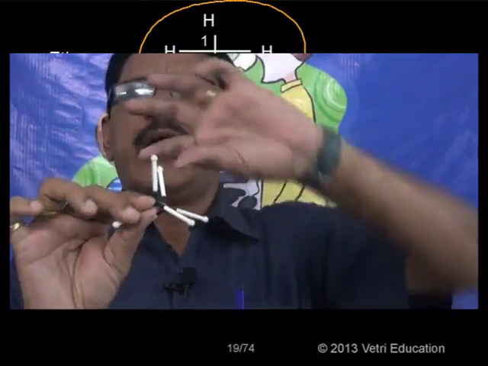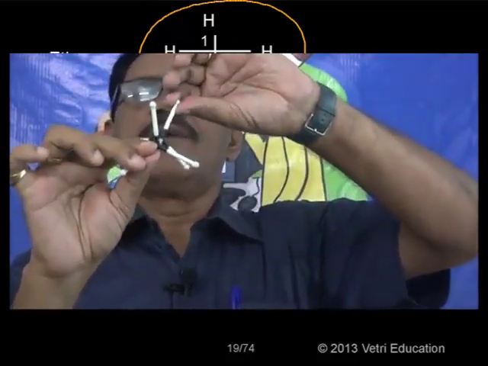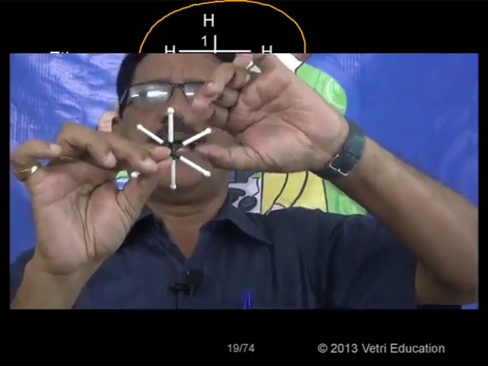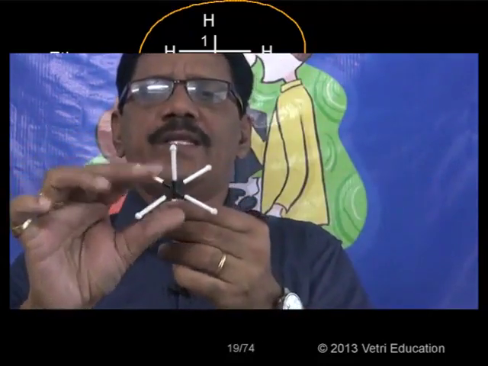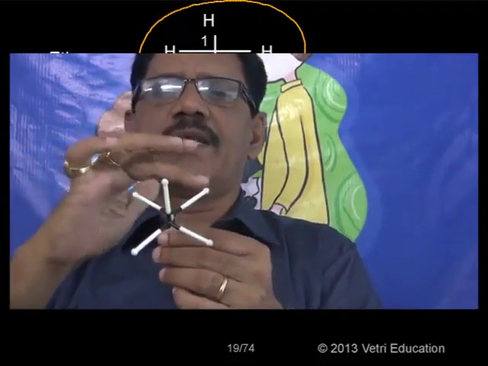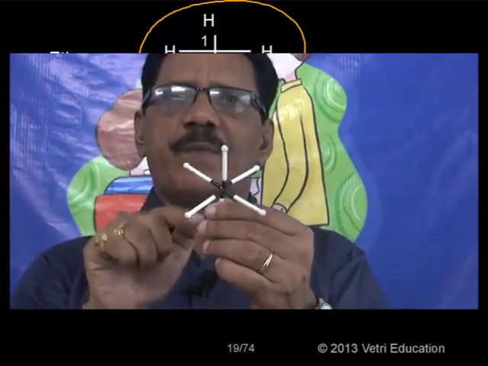Now I am going to rotate. I am keeping the point carbon, that is represented as a point, and I am rotating the circle. Just see, I am rotating 60 degrees. When I am rotating, just see, this hydrogen has moved the maximum distance away. Now this is another conformation, another spatial arrangement. This is called the staggered conformation. Again, if I rotate another 60 degrees, it comes back to the original.